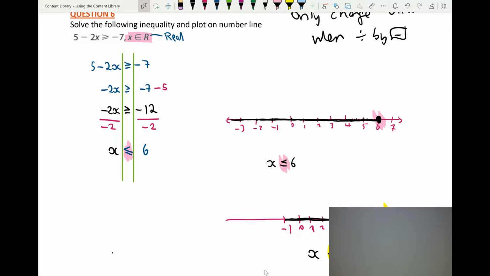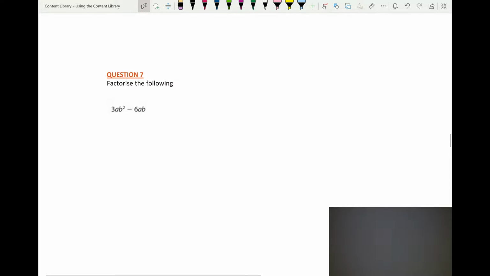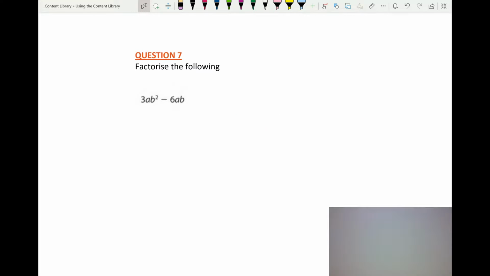Okay, so that's a quick bit of revision on our inequalities. We'll scroll on down now and we'll try something else. What we're going to move on to now is how to factorize in maths, how to factorize in algebra. There are about 3 or 4 different types of factorizing, and this is the first one. So the question is asking us to factorize the following.